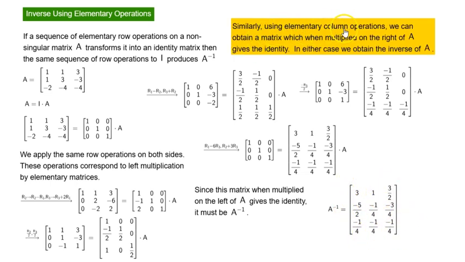Similarly, using elementary column operations, we can obtain a matrix which when multiplied on the right of A gives the identity. In either case, we obtain the inverse of A. That was finding the inverse using elementary operations.